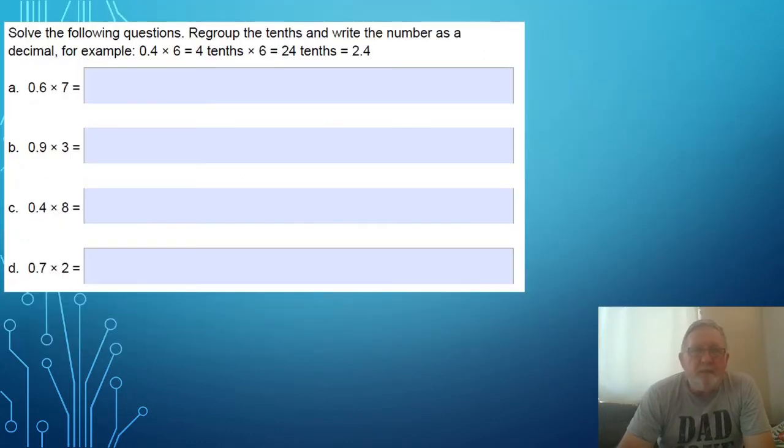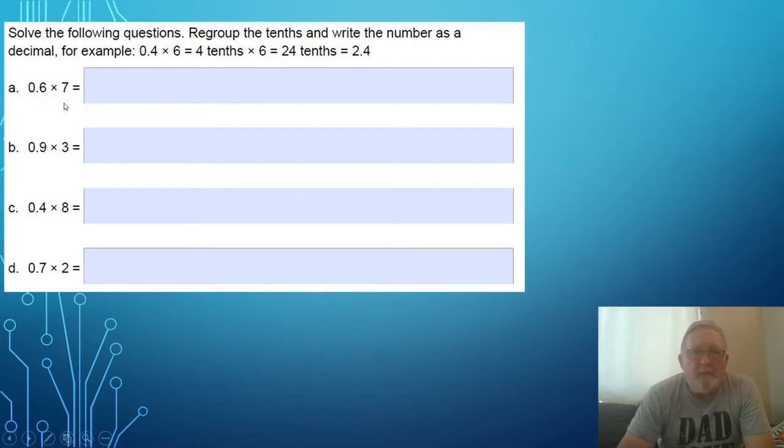Alright, so if we have a look at these ones here, in the top it says that when we multiply it out, we regroup the tenths and write the number as a decimal. So in the example up here, 4 tenths times 6, 4 sixes are 24, so 24 tenths, regrouped and recorded as 2 and 4 tenths in decimal form.